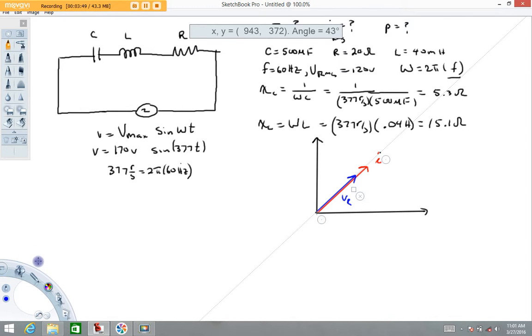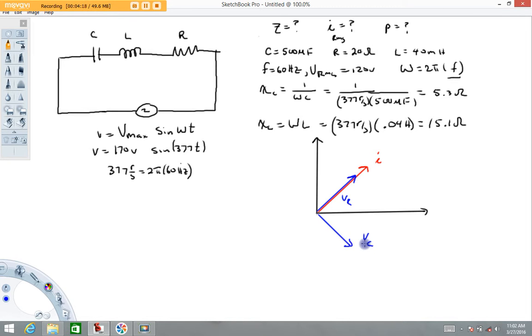All right. Next, we're going to talk about the capacitor. Now, remember, for the capacitor, the current leads the voltage, or another way to say that is the voltage lags the current. So the voltage phasor for the capacitor is going to be down into this quadrant here. Now I'm not going to worry about relative lengths just yet. I'm going to call that the voltage for the capacitor.